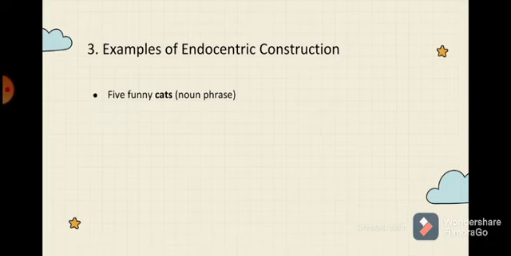The second is cats and pigs. It is a coordinate noun phrase. In the coordinate noun phrase, the head words are two: cats and pigs.